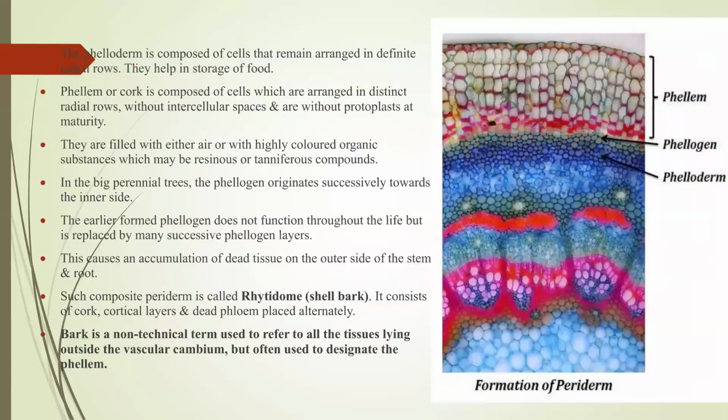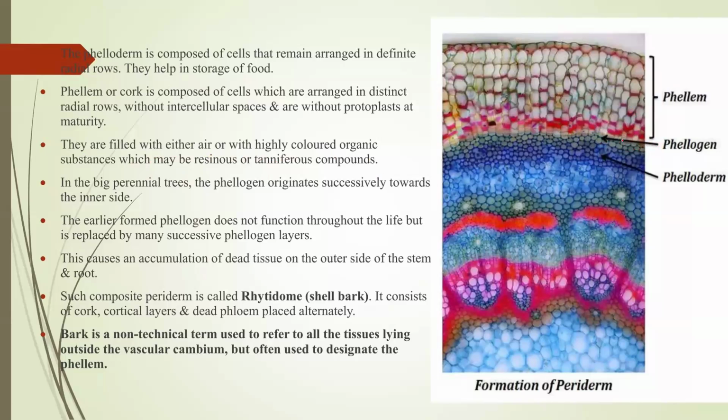So the phelloderm is composed of cells that remain arranged in definite radial rows. They help in the storage of food. Phellum or cork is composed of cells arranged in distinct radial rows without intercellular spaces and without protoplast at maturity. These cells are filled with either air or highly colored organic substances, which may be resinous or tanniferous compounds.